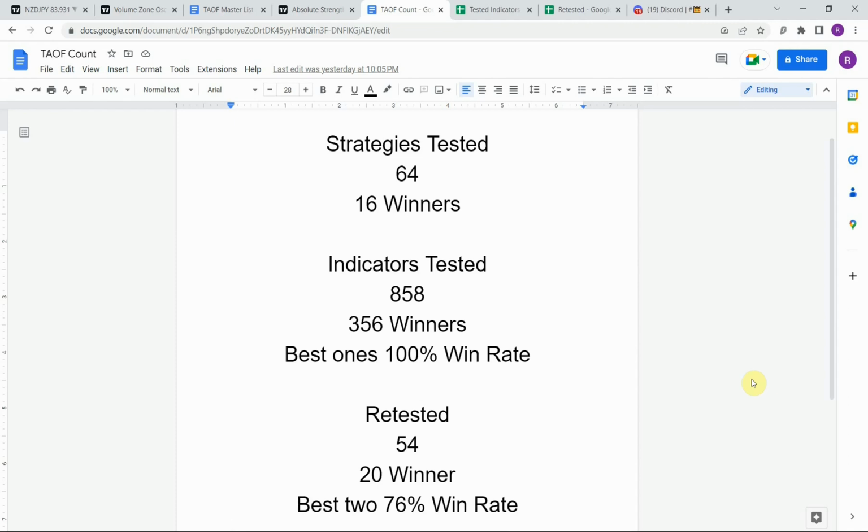We've also retested in the advanced testing 54 of the winning indicators. 20 of them have been able to maintain the winning status, the best to a 76% win rate. Now keep in mind that we test most of these strategies and indicators on the Forex and crypto market, but they can be applied to just about any market and time frame universally.